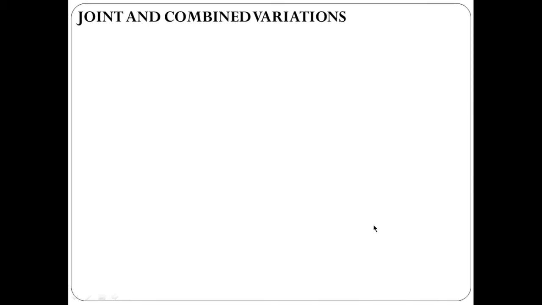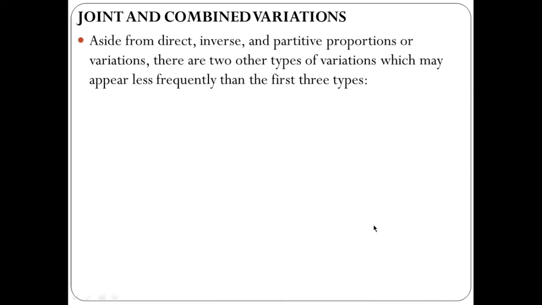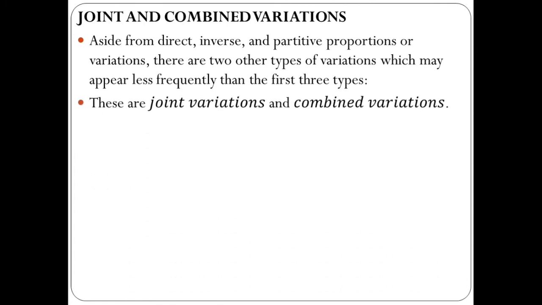Okay, so we have joint and combined variations. Aside from direct, inverse, and partitive proportions or variations, there are 2 other types of variations which may appear less frequently than the first 3 types. Okay, so itong joint and combined, limited lang itong lumalabas sa mga given problem or example. Okay, pero minsan lumalabas naman to, so therefore ipapahapyo natin to. Okay, so these are joint variations and combined variations.